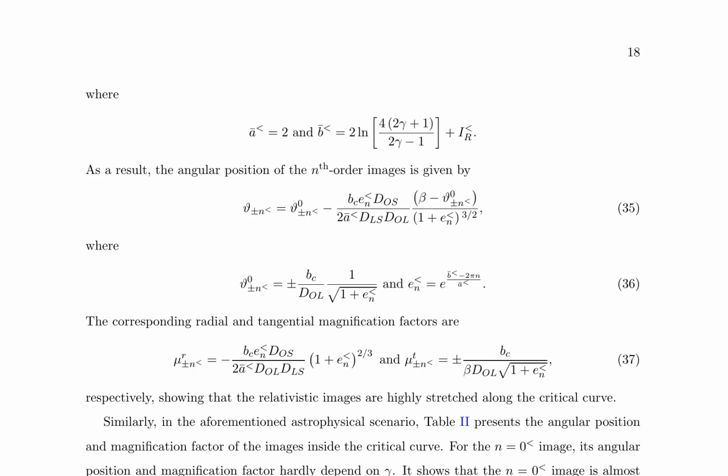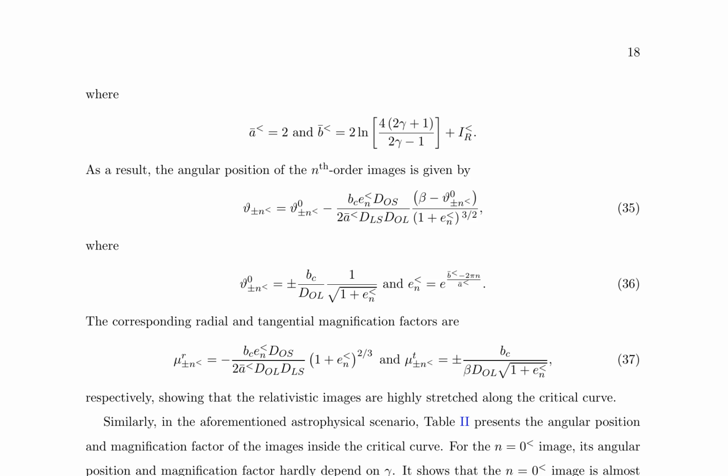The angular position of the nth order images is given by equation 35, where theta plus or minus n is bounded by theta_0 plus or minus n, which is a function of the parameters b_c, D_ol, and e. The radial and tangential magnification factors, μ_r plus or minus n and μ_t plus or minus n, are derived in equation 37, showing that the relativistic images are highly stretched along the critical curve.